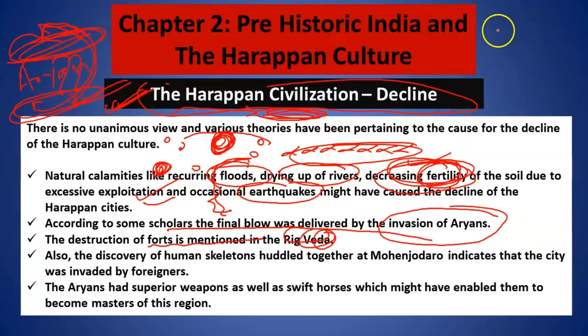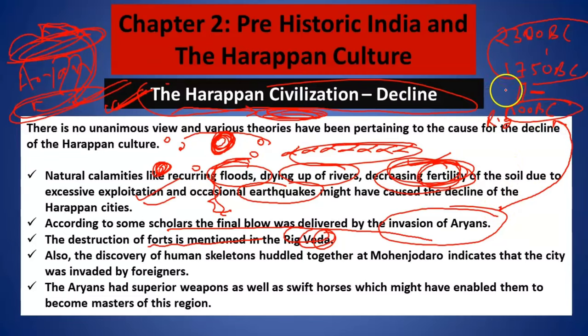Now you see, the Harappan civilization, the date is 2300 BC to 1750 BC. This was the date of the Harappan civilization. After this, we do not know what happened. Then from 1500 BC, we have written records in the Rig Veda of the Aryan people who came to India. So it is thought that maybe these Aryans came with horses and then they destroyed the Harappan civilization and then they established their own civilization.